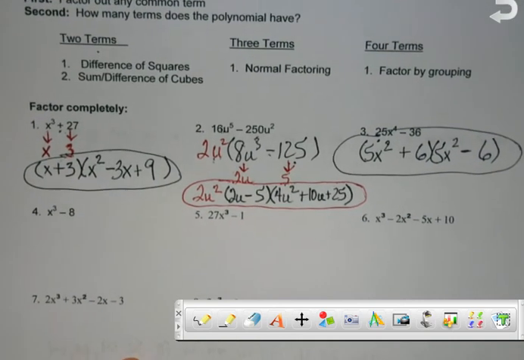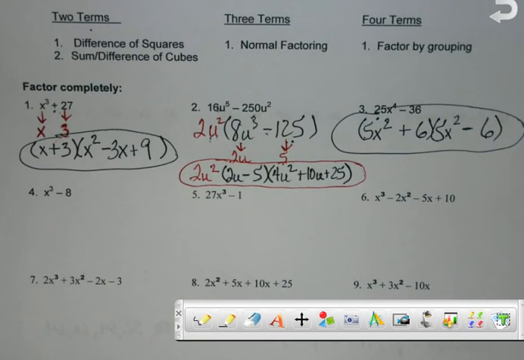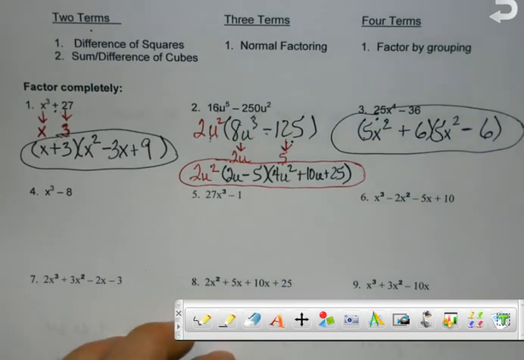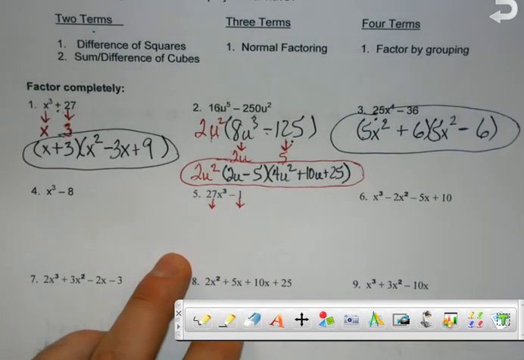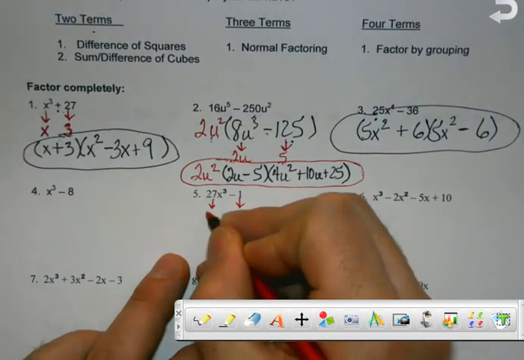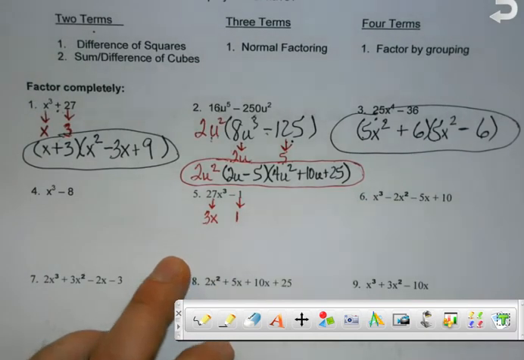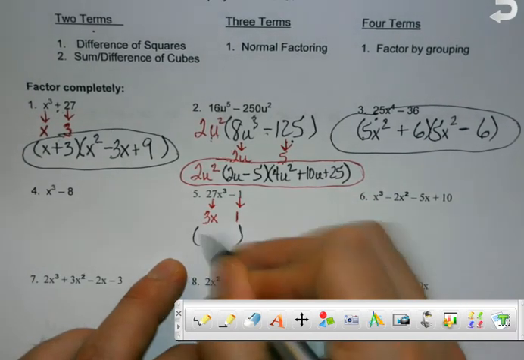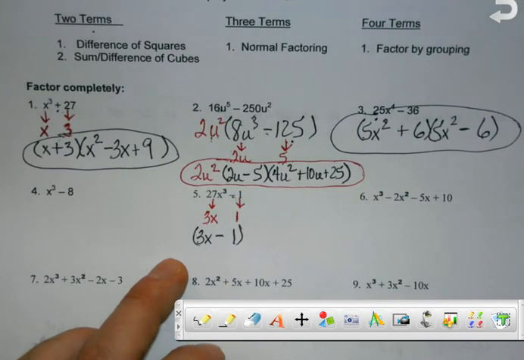So let's bump up a little. I'm going to jump around a little. I'm going to jump over to 5. I really want to hit home on these cubes. All right. What am I going to cube to get my first term? 3x. I cube 1 to get 1. I'm like, all right. What's 3x and 1? I know the sign in the middle is minus because that's what it is in the original.